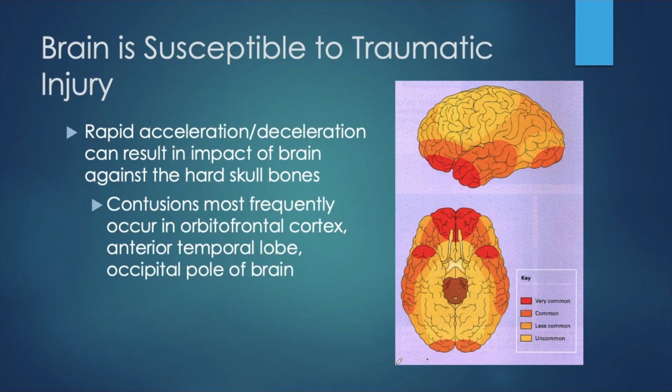Because the brain has a very soft consistency, rapid acceleration and deceleration can cause injury. The soft brain strikes against the inside of the skull and capillaries can break, resulting in a contusion. This most commonly occurs in the areas where the brain is pressed against the skull base. So, the three most common locations are the orbitofrontal cortex, the anterior end of the temporal lobe, and the occipital pole in the back of the brain.